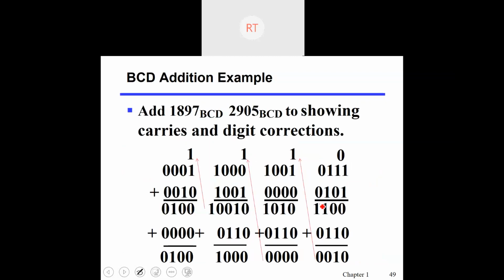Okay, I am adding now two numbers that are in BCD. So be careful, please. I am adding 1897 and 2905. Any problem with the conversion, or you got the idea? This is a 1897. Can you see it, or you want me to repeat how did we get these values?